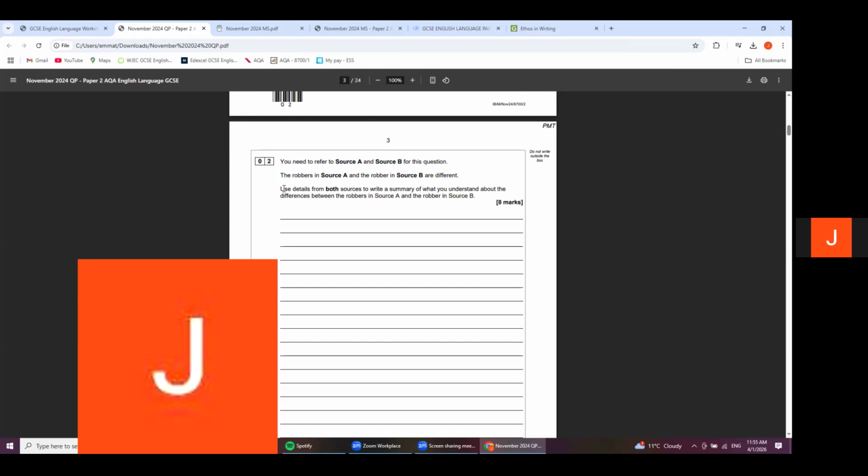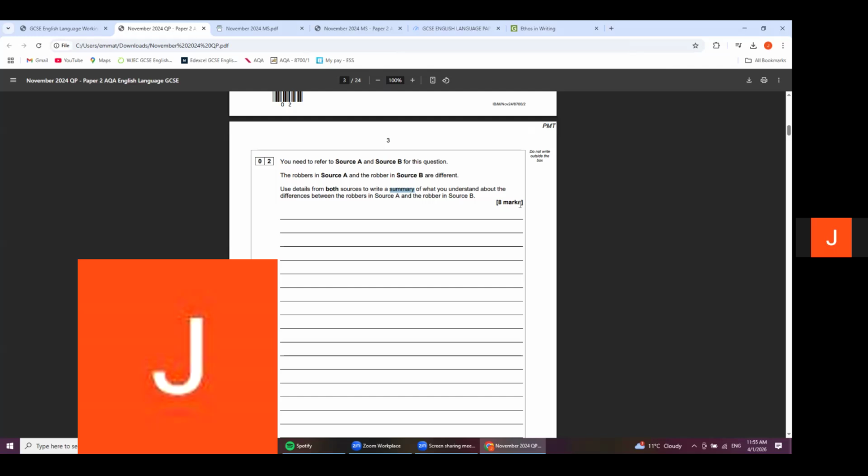The task is: use details from both sources to write a summary of what you understand about the differences between the robbers in source A and the robber in source B. So we're writing a summary, we're bringing together information from both sources. The wording of this question, I must say, I'm not a particular fan of because it can be a little bit misleading. But what we are doing is focusing on the language choices and analysing them, and we are going to explain how and what we understand from both sources. Okay. And I'll show you an example of this shortly.